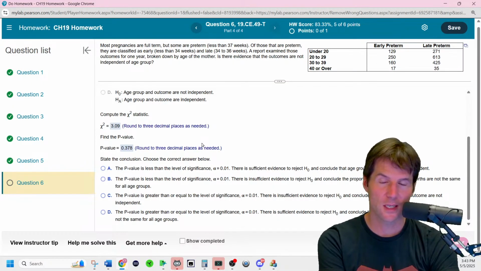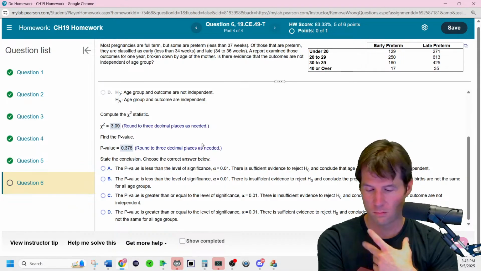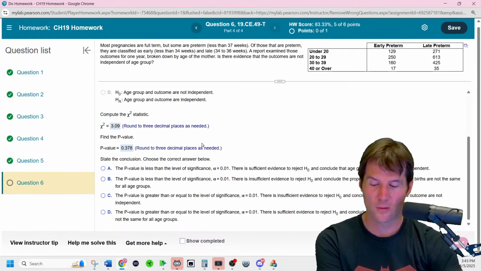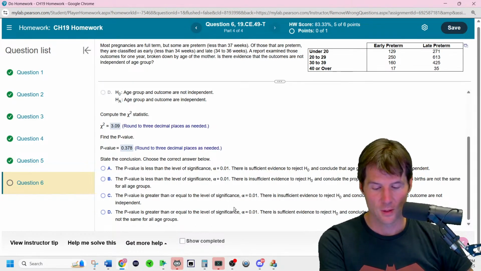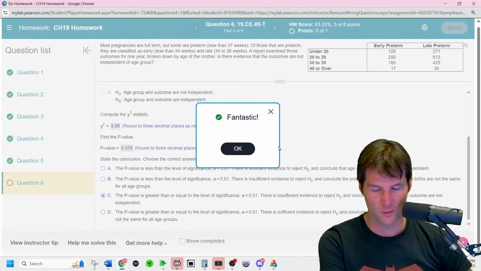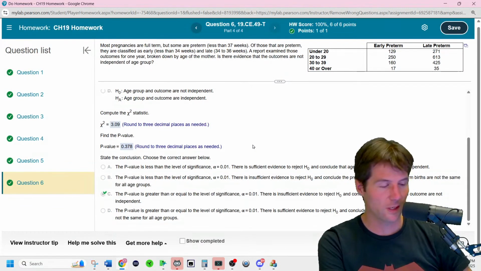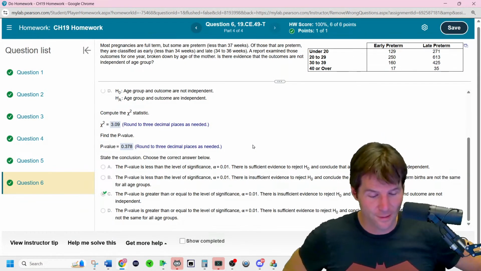So since the p-value is high, you just let the null fly. You do not have evidence of association that someone's age group is associated with when they give birth. The p-value is way greater than alpha. There is insufficient evidence for the alternative. We do not believe that someone's age group is related to whether they have an early or late-term pregnancy.